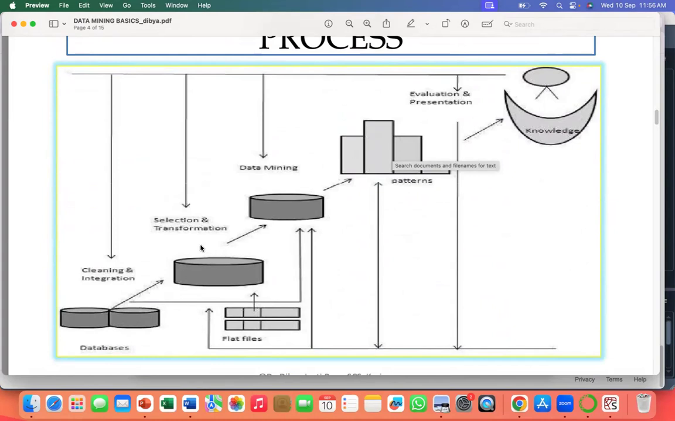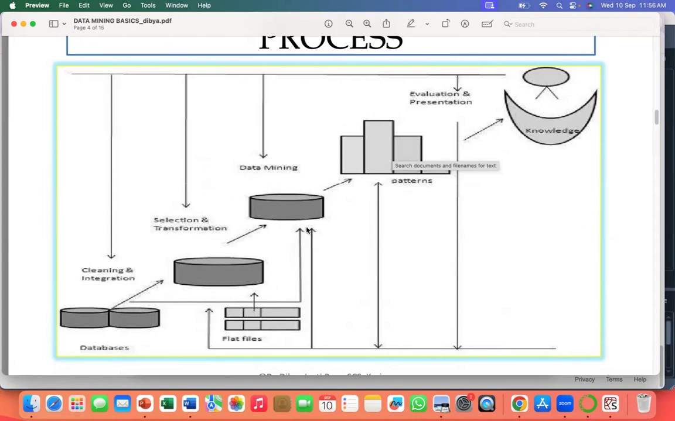Then we select the relevant data. We transform it into the form that is acceptable in our model, meaning the form where we are going to employ some algorithm. That form is okay for that.